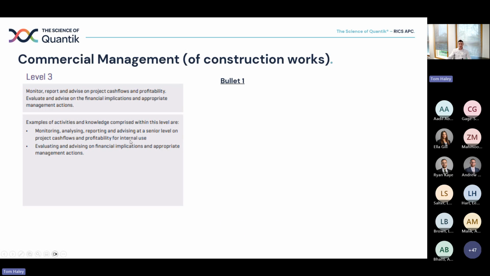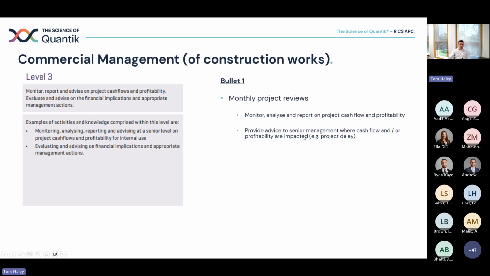and profitability. For most contractors, QSs, you are doing this every month. You'll have a monthly project review where you report on, after analysing and monitoring, project cash flow and profitability. Typically, most call these CVRs. And you will give advice to senior management where cash flow or profitability are impacted.